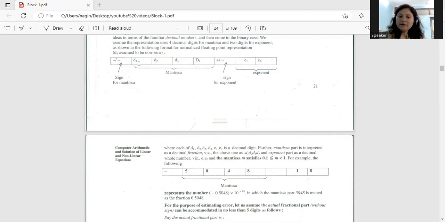So we will write 5048, that means D1, D2, D3, D4. Then the sign of the exponent, the sign of the power. Now the power is minus 18. That means the sign for the exponent will be minus, and 18 will be E1 and E0. So 18. You have to write this question in the form of Mantissa.